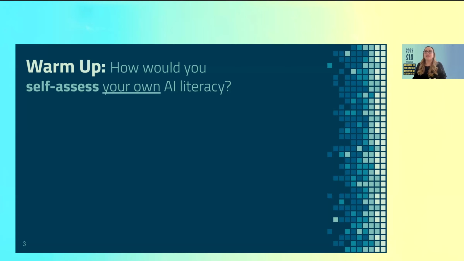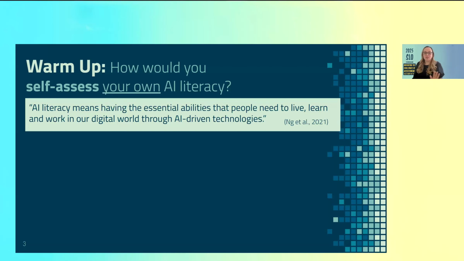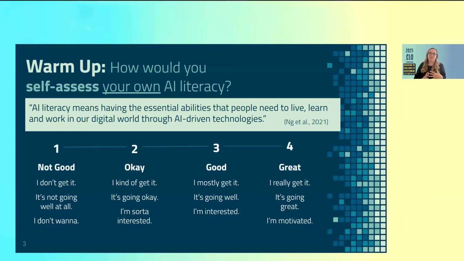And that is, how would you self-assess your own AI literacy, or if we expanded that, your own generative AI literacy? And before you say, I don't even know what that means, here's a very general description. AI literacy means having the essential abilities that people need to live, learn, and work in our digital world through AI-driven technologies. So with this working definition of AI literacy, how would you self-assess your own AI literacy on a scale of 1 to 4? So put a 1, 2, 3, or 4 in the chat.